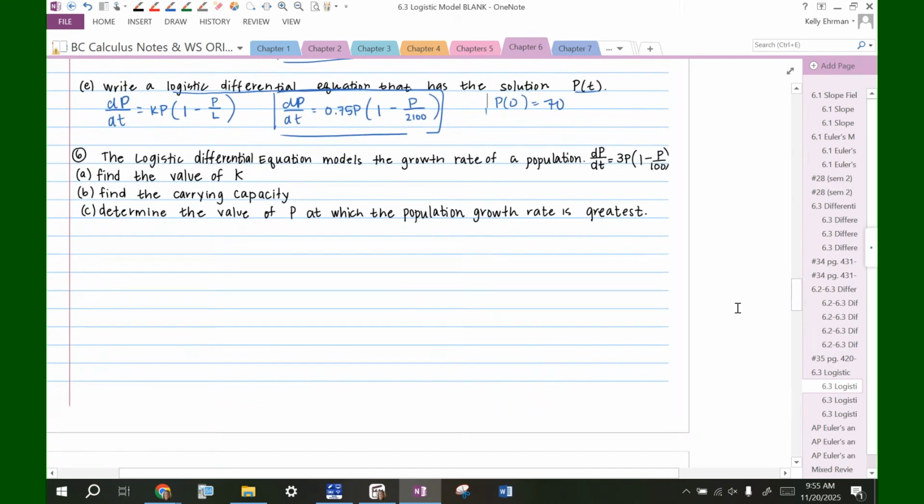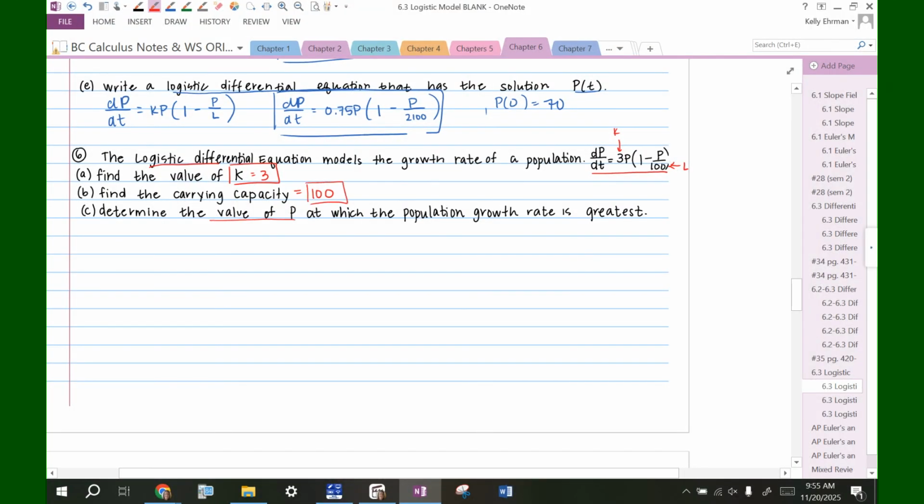All right, number 6, the logistic differential equation models the growth rate of a population. So we're told this is logistic. That means we know that we have K right there and we have L right there. So find the value of K. K is 3. Find the carrying capacity. That's L. That's 100.